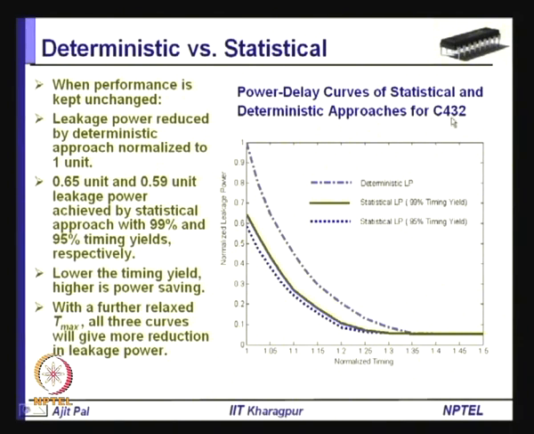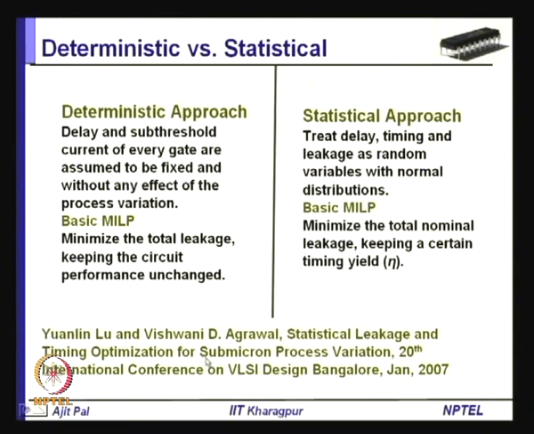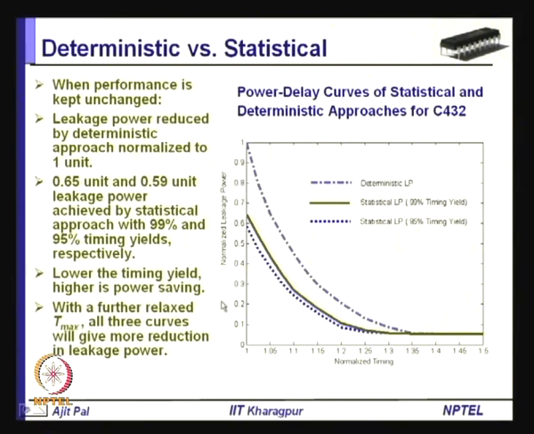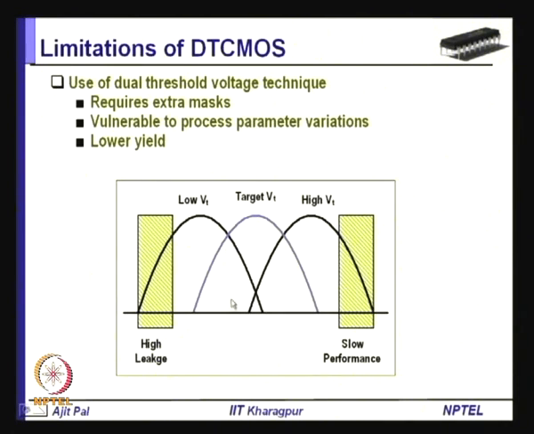circuit C432. This is an ISCAS benchmark circuit C432, and for that particular circuit this is the simulation result published in this paper I have already mentioned. So, you can see this is one technique, a statistical approach which has been used in the design of a circuit. Okay. Let us come to another technique.